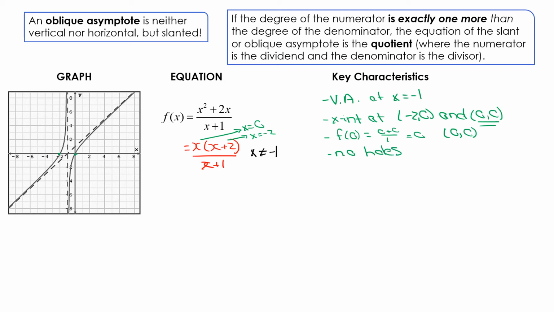No holes. So let's talk about that new piece, the oblique asymptote. We've got the degree of the numerator, which in our case is a 2. It's exactly 1 more than the degree of the denominator, which in our case is a 1. So we're going to have an oblique or a slant asymptote. Think of where your obliques are, in your midsection, they're slanted. So oblique asymptote, how we find it, it's the quotient.